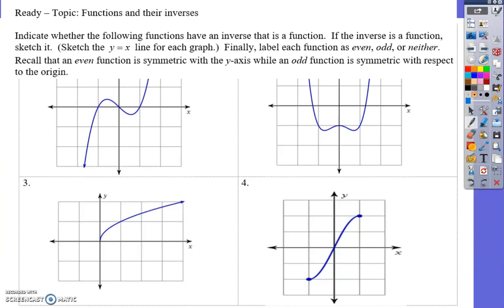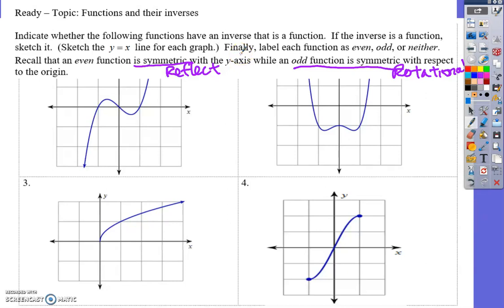We're trying to decide whether there's an inverse set as a function, and if it is there, whether it's even, odd, or neither. An even function we know is symmetric with the y-axis, while an odd function is symmetric with respect to the origin. In this particular sense, symmetric, it's rotational symmetry. Rotational. And this one is reflection. Reflect around the y-axis, rotate around the origin.